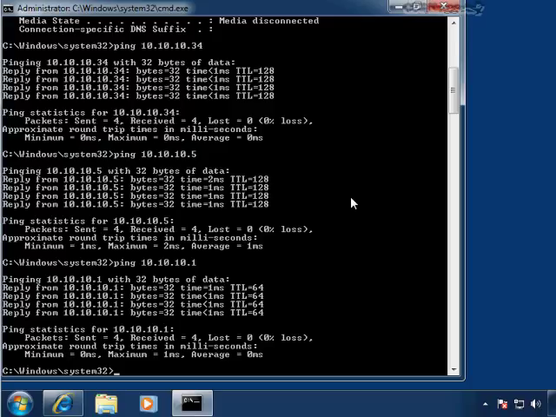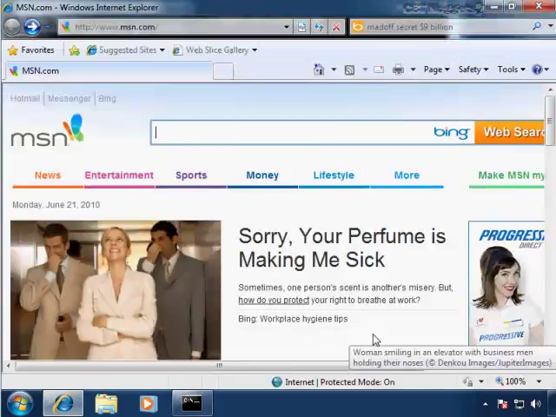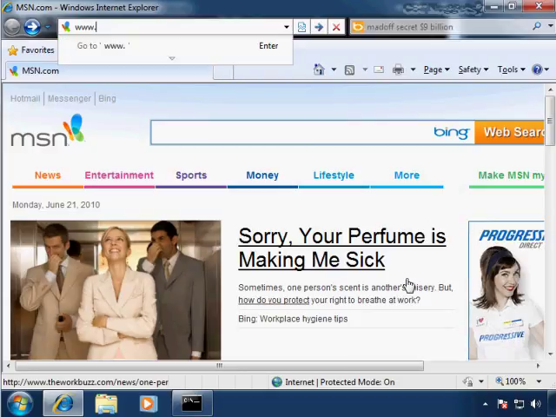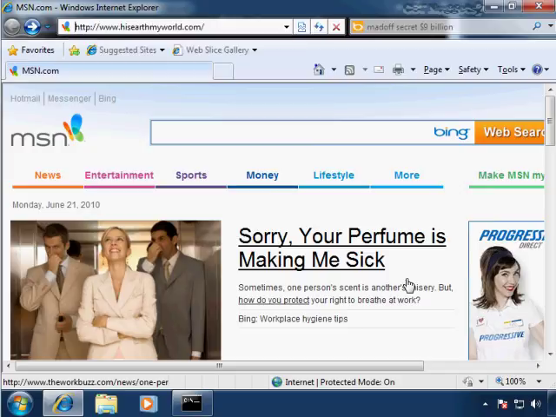I can also try to ping the IP address as opposed to the host name. So for example, if I was trying to go to my own website here, let's see. That's an interesting headline. All right. Anyway, www.hisearthmyworld.com. That's just my own website.